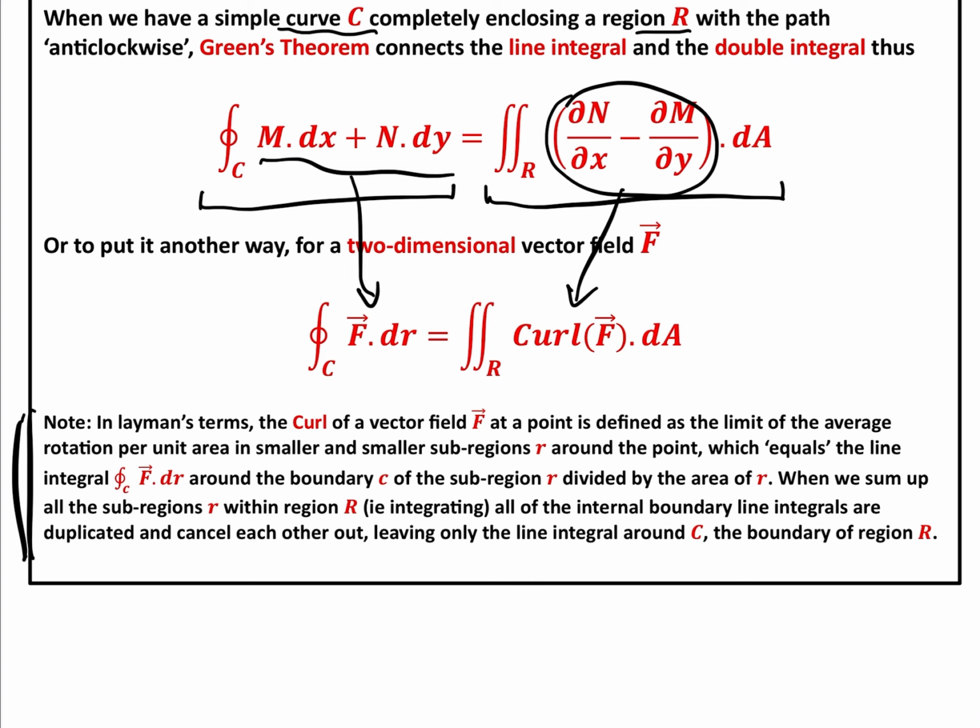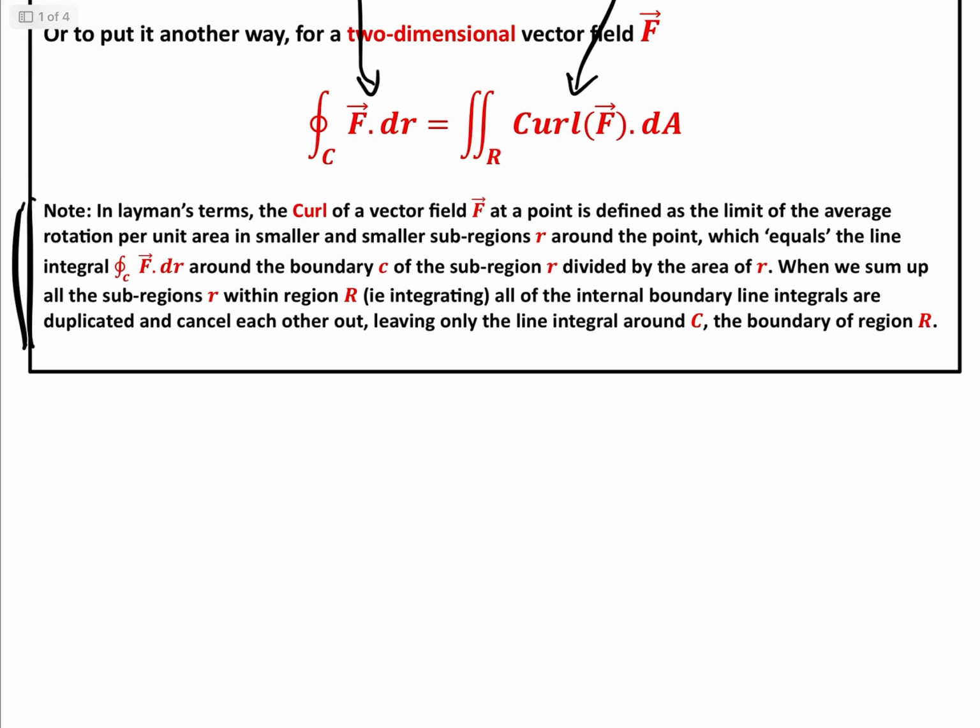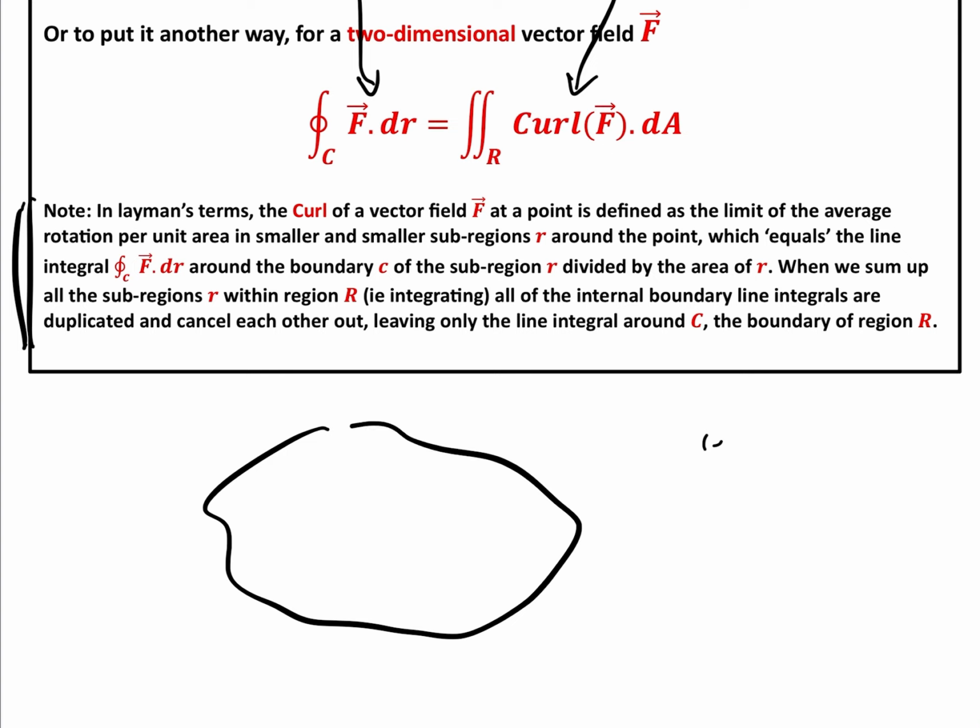It's not mathematical, but basically, let's just have a quick look, get a bit of space. So the curl of a vector field is defined as the limit of the average rotation around it. Let's imagine that we just have a closed curve here, and let's imagine that we take one of these little tiny points here, and the curl basically is, in the limit, we go around that line integral there, around this little area here, and the sum of all of the sub-region curls within the region cancel each other out, leaving only the line integral around C.